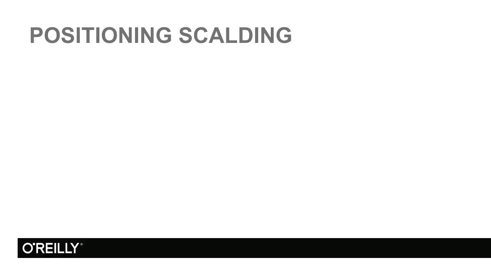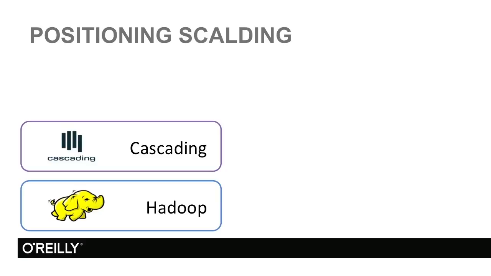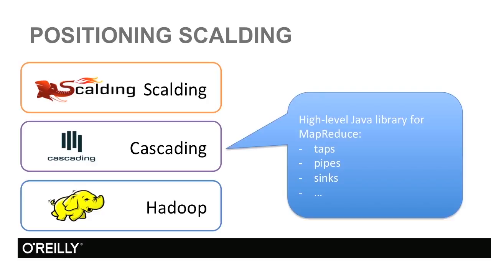Now let's see, how would we position Scalding? Well, first of all, we have Hadoop as the background. Then we have Cascading. Cascading is a Java library, and on top of that, we have Scalding. So Scalding will be compiled into Cascading, and the Cascading will eventually run on Hadoop. So what is this Cascading library?